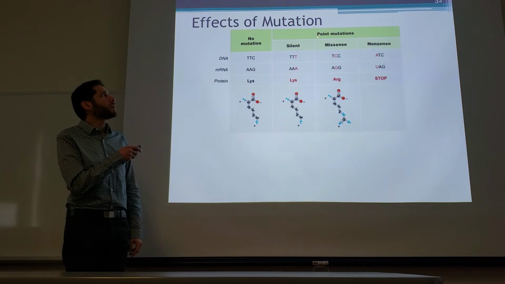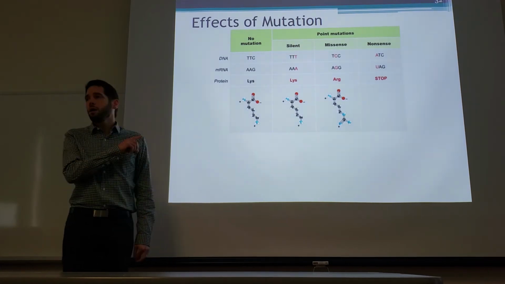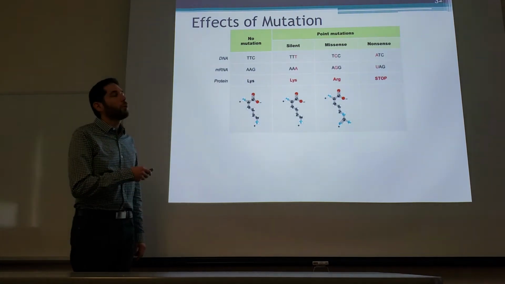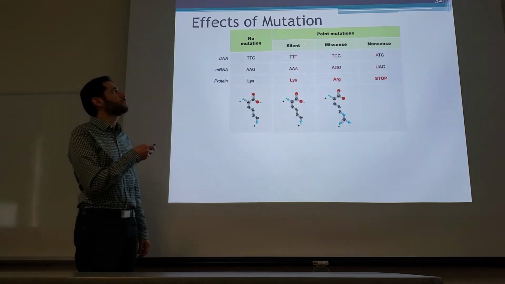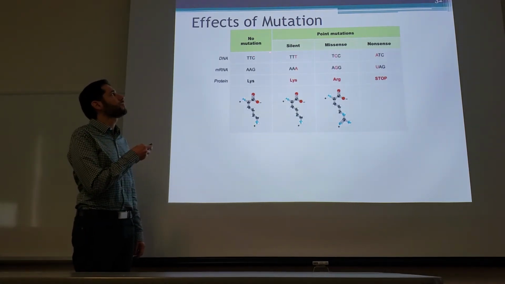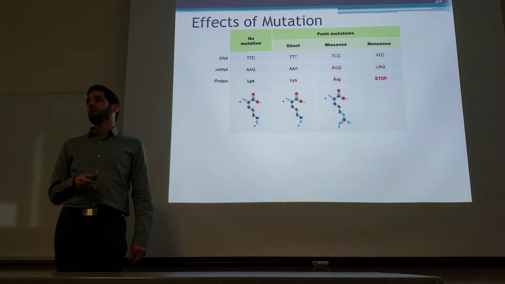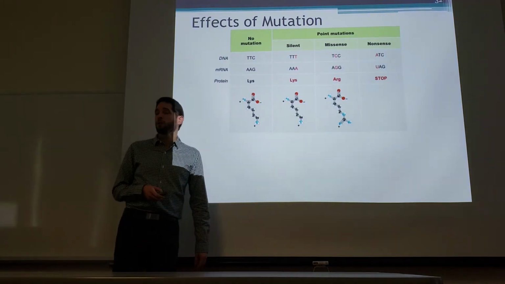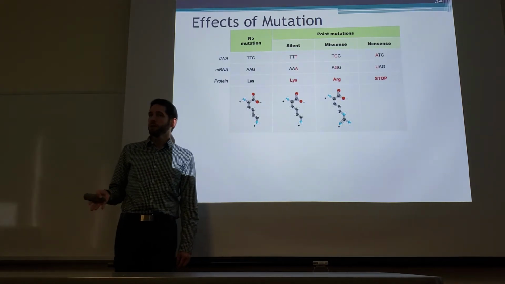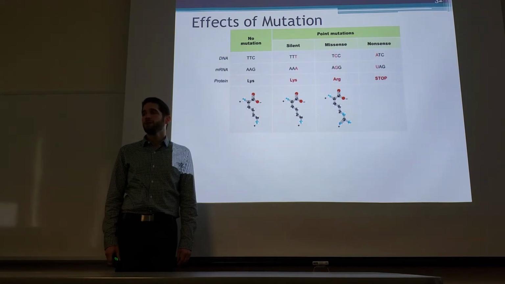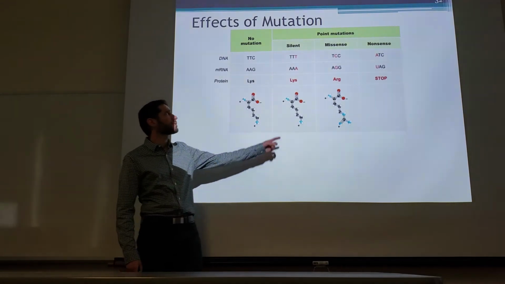Point mutations, okay, so here are all these point mutations. What would be the different effects that you could get? First off, a silent mutation. If you turn the C into a T, turns out TTT also codes for lysine. So you've had a mutation. It's a point mutation. You've changed one letter. It doesn't even matter because you still get lysine. So that's a silent mutation.